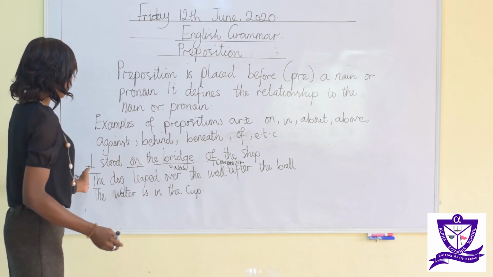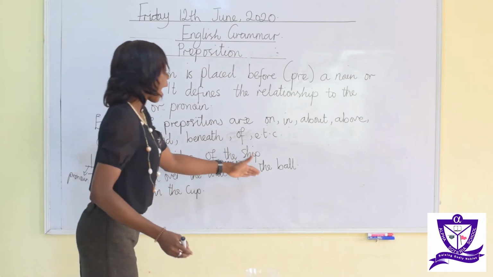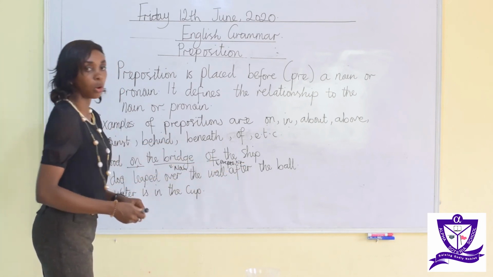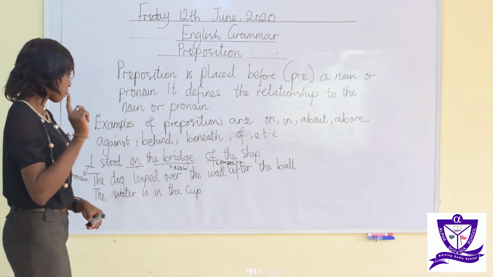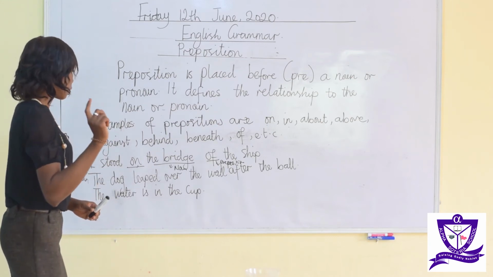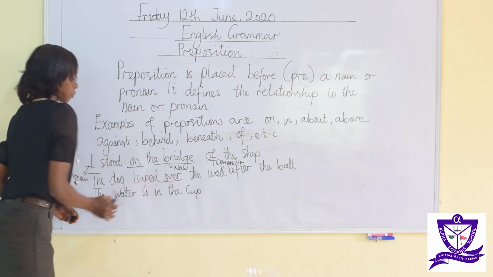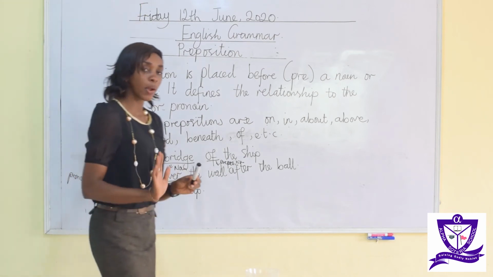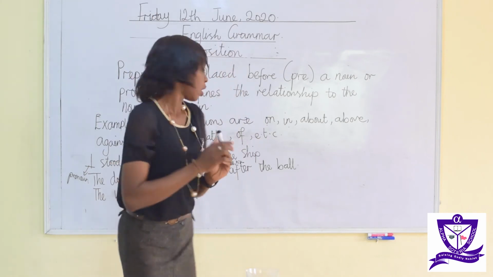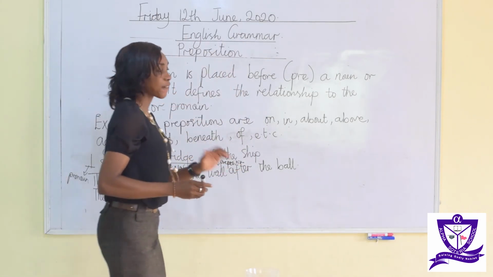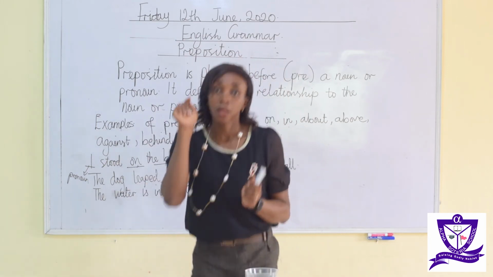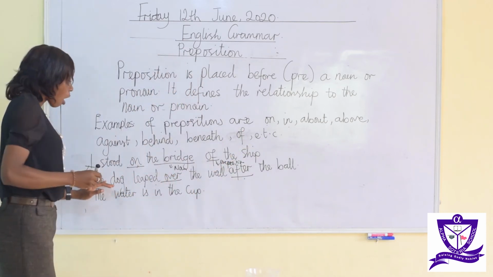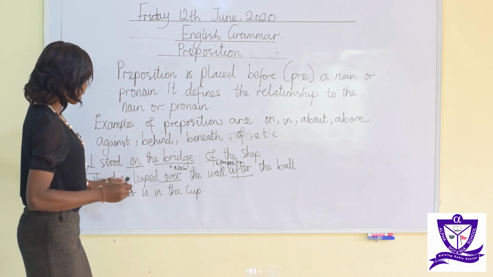The next one is: the dog leaped over the wall after the ball. The dog leaped over the wall after the ball. Now let's look at the relationship there. What's the noun there, and what's the preposition? Over. Where did the dog leap? He leaped over the wall. Then it leaped over the wall after the ball. So after is also a preposition.